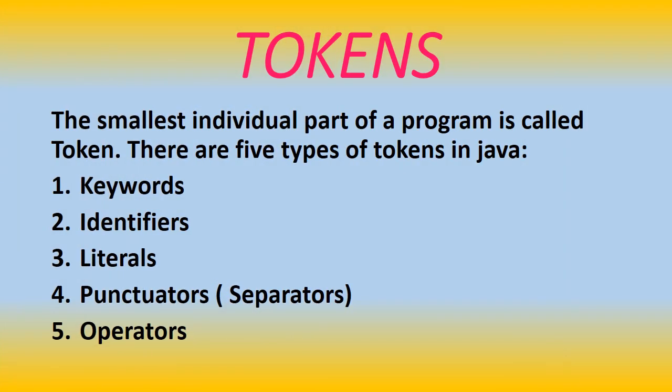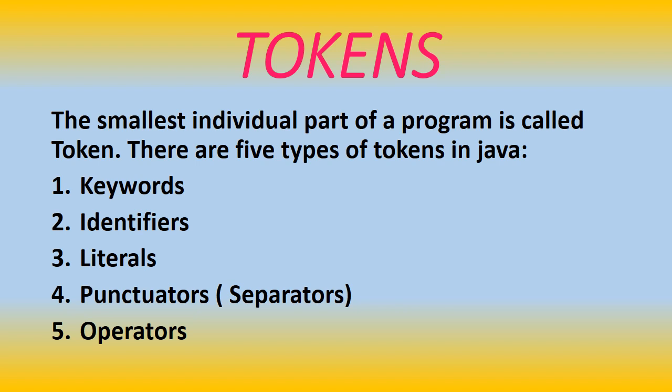This topic is tokens. This is also the part of our Java character set which we can use in the programming. So token is the smallest individual part of our Java program. Smallest individual parts means it has its own identification but it cannot divide further.